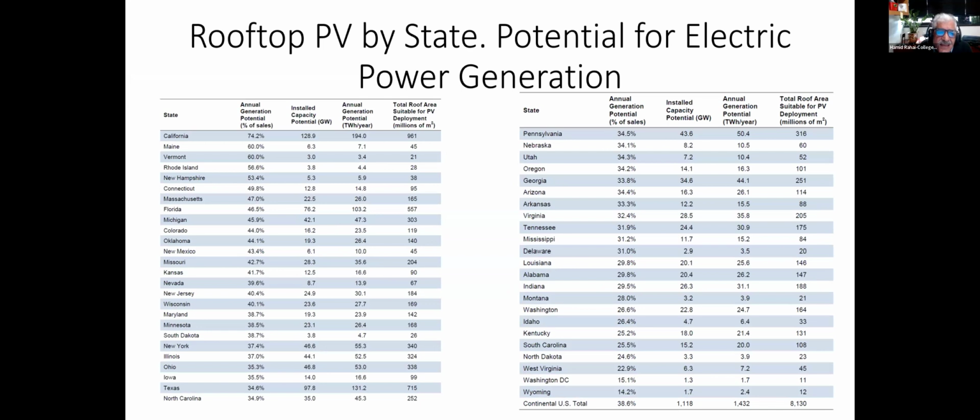In terms of the states, California has the highest annual generation potential. The previous slide gave you nationwide, but California can produce 74.2% of electricity from rooftop PV. We are almost there. Combined with wind energy, we can go 100% renewable. And then after that is Maine 60%, Vermont 60%, and it goes down, Wyoming is 14.2%, and so on. And as I said, in continental US, total is 38.6%.